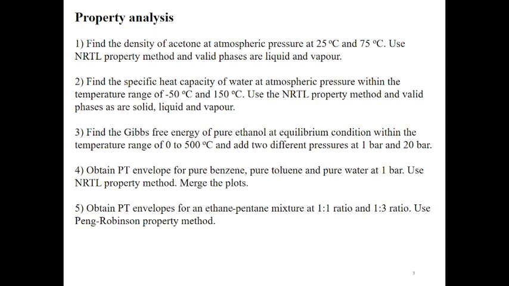We have to find the density of acetone at atmospheric pressure at 25 degrees Celsius and 75 degrees Celsius. We are going to use the NRTL property method, and the valid phases are liquid and vapor. So you also try it on your own and give me the answer that you get at these two temperatures. I am also going to solve it from my end, and we are going to compare the answers.